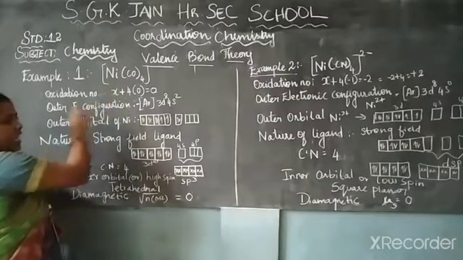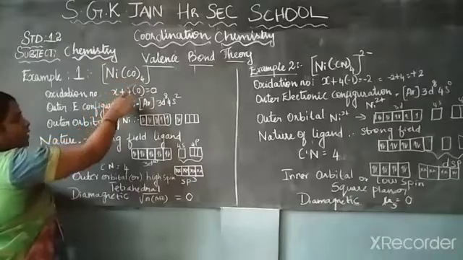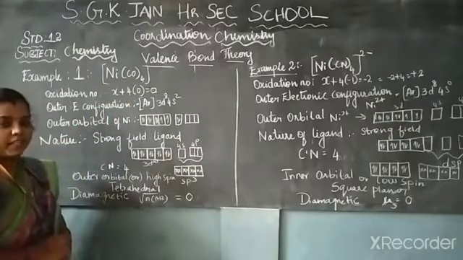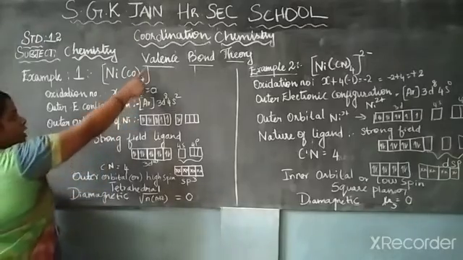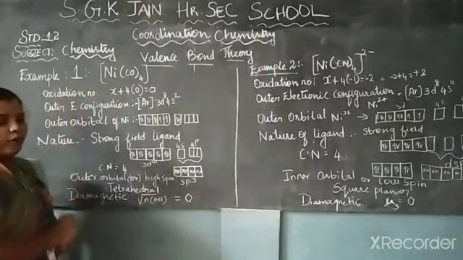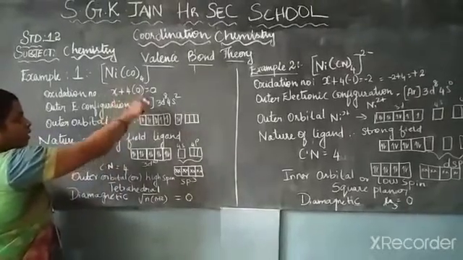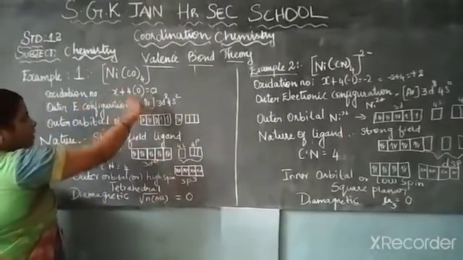So let it be X. How many carbonyls are there? 4 carbonyls. Carbonyl is a neutral ligand, so it is 0. So 4 into 0. Here it is in compound form only, not in ionic form. So 4 into 0, anything, and the oxidation number becomes 0.